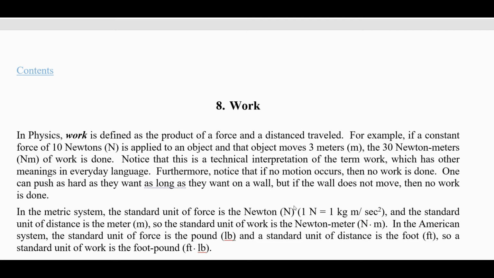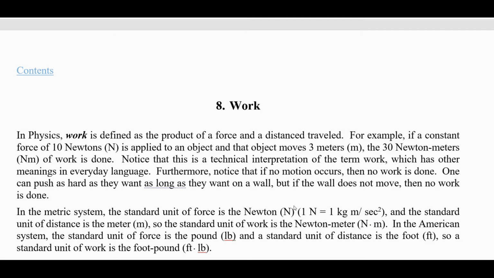Notice that this is a technical interpretation of the term work, which of course has other meanings in everyday language. Furthermore, notice that if no motion occurs, then no work is done. One can push as hard as they want as long as they want on a wall, but if the wall does not move, then no work is done.